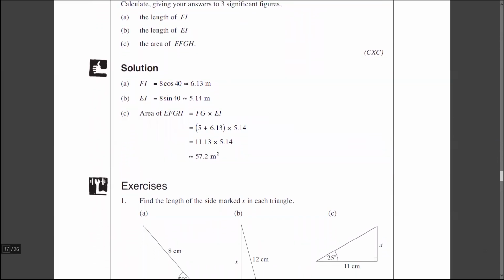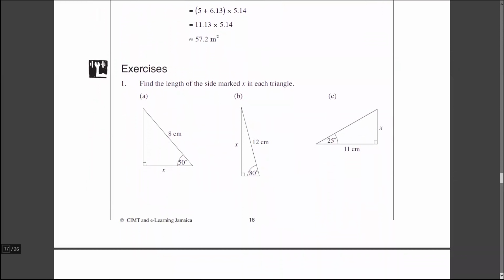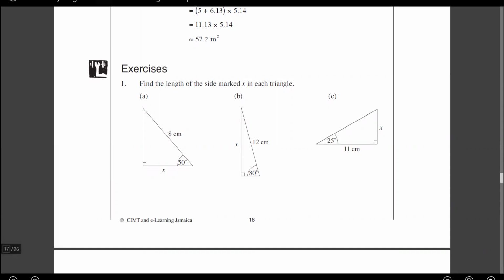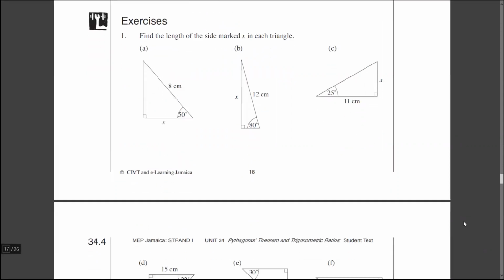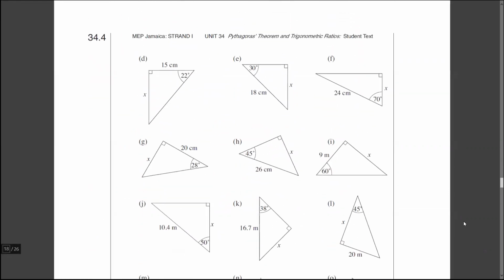Now you have some exercises. You can try these. Let's pause the video and try them out. What I'll do is send you the solutions. The solution set doesn't have any workings, just the final answers, so I can send those, no issue.